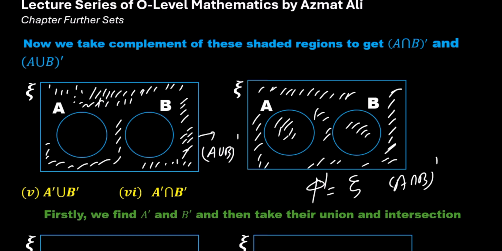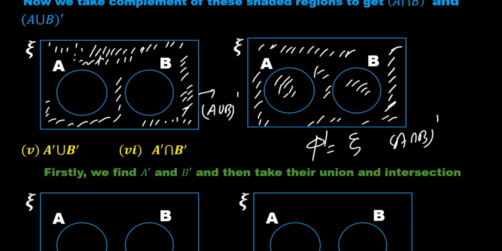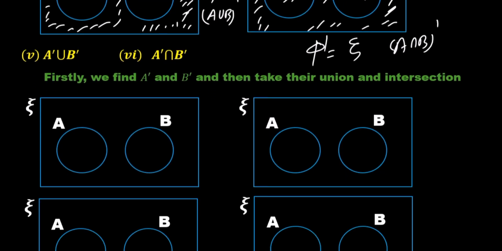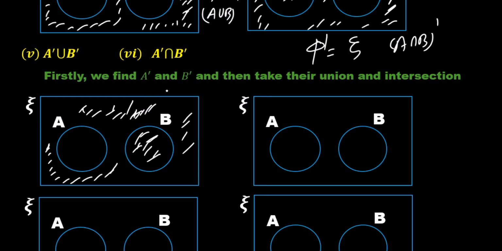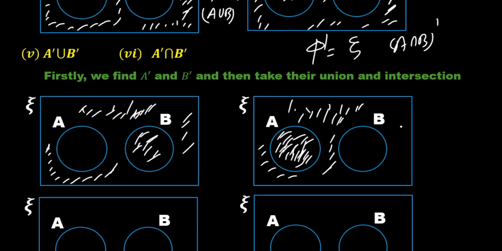Next we have to find A complement union B complement. A complement means everything other than A. That is the area inside the rectangle as well as the area inside set B. This represents A complement. Now B complement means everything other than B. So this represents set A as well as the area outside both circles. So this is my B complement and this is my A complement.